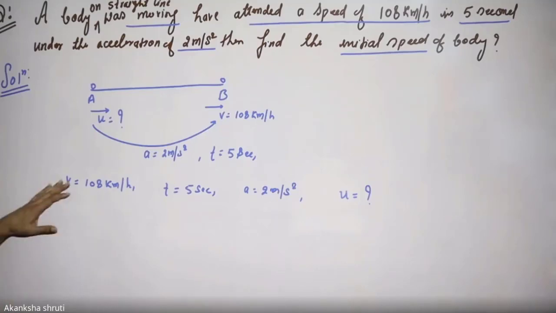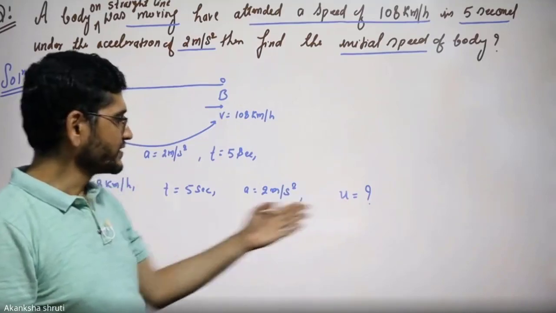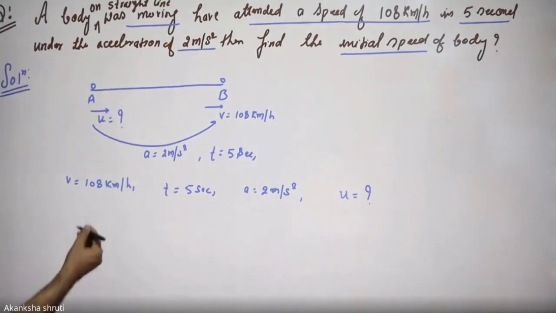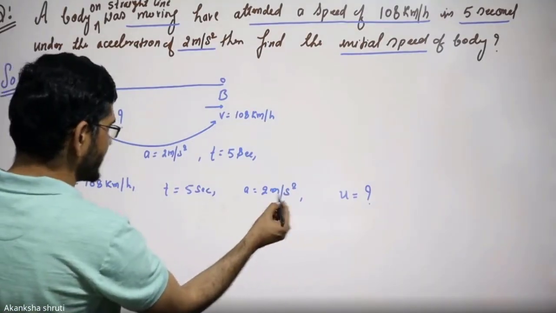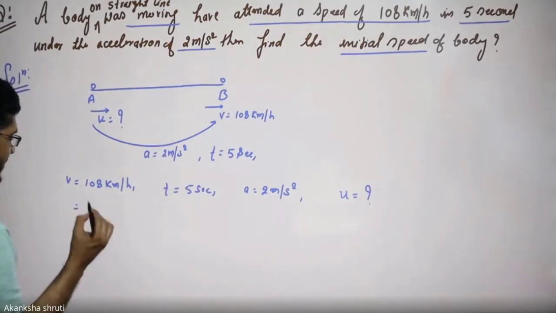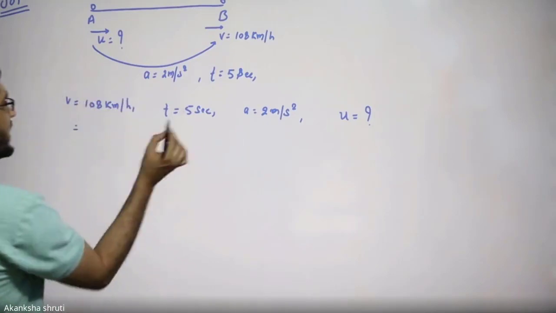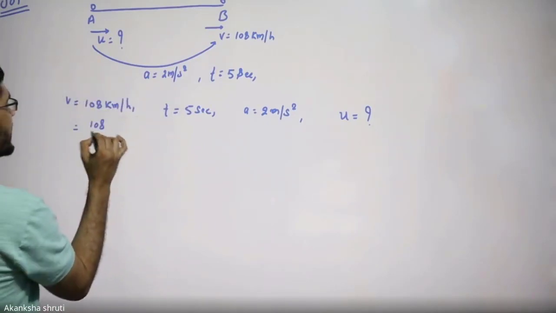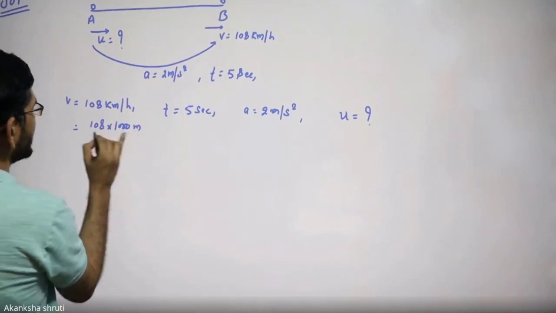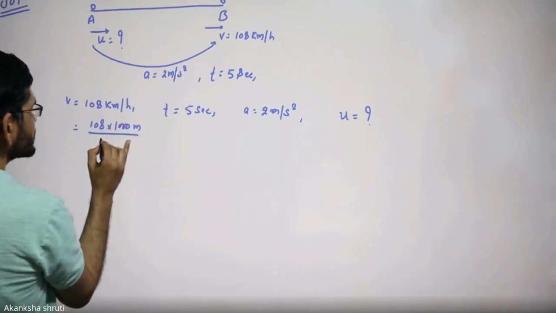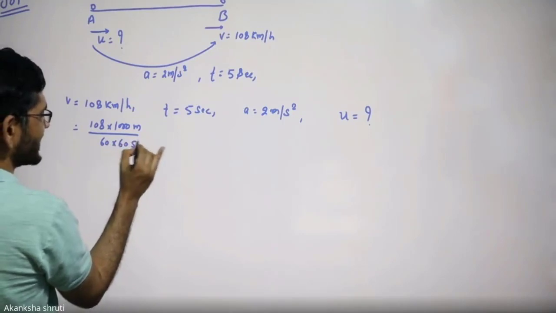See, u, v, t and a. What is the formula that we need to search for? But before that, we shall check the system of units. The other quantities are in meter and second, but this one is in kilometer per hour. So our first step should be consistency of the system of units. Convert 108 kilometer into meter by multiplying by 1000 meter, and 1 hour we convert into 60 into 60 seconds.